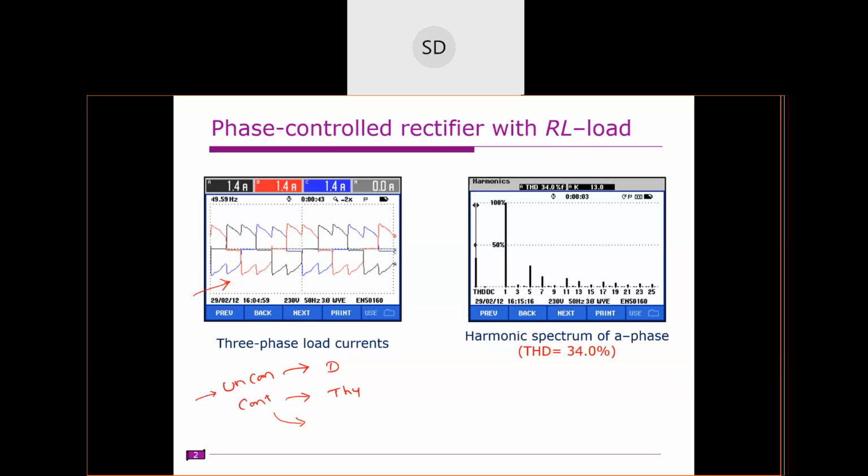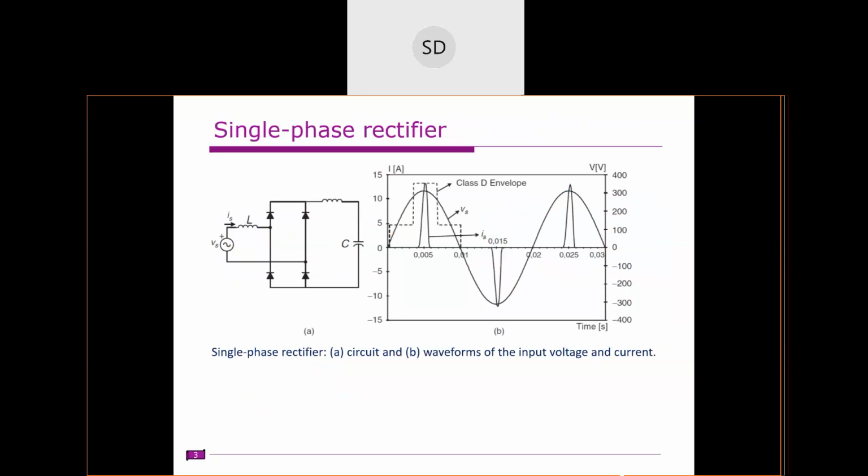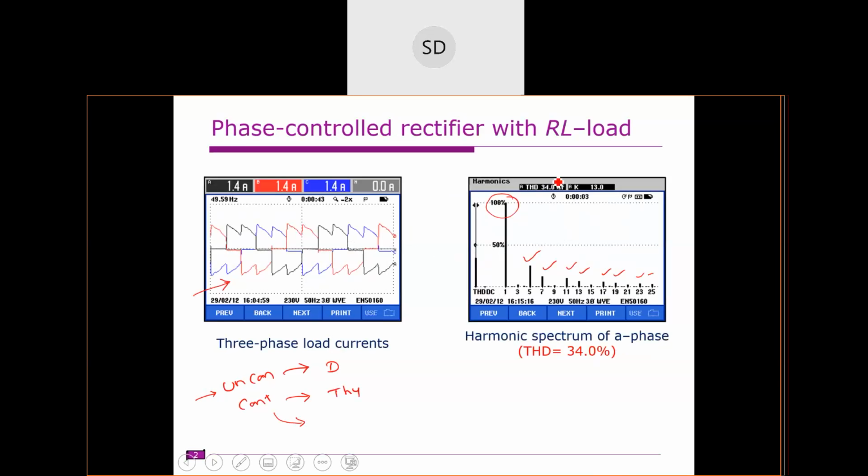You can see its harmonic spectrum. We have the fifth order harmonic, 7th, 11th, 13th, 17th, 19th, and again the 23rd, 24th, and we have the fundamental, and this is the THD, which is around 34 percent. So this is the nonlinear current flowing inside the AC source. It is a high THD value, and moreover, it is producing sharp rising edges.